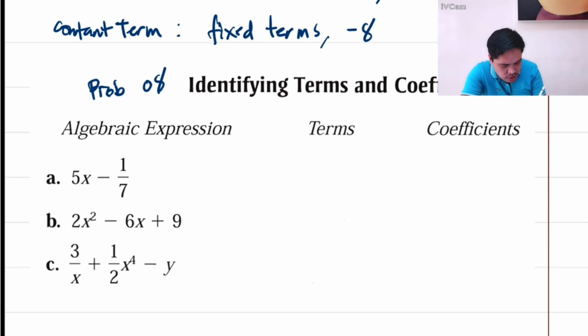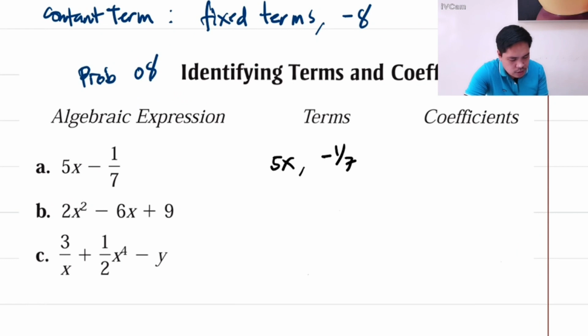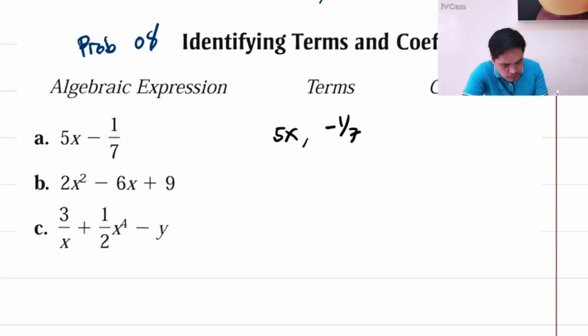For letter A, what are the terms here? So that is 5x and negative 1 over 7. Okay? Let us fix na lang na ang operation is always plus. Para kung minus siya, we'll use the negative value of the constant. So, ito siya. The terms are 5x and negative 1 over 7. Sa pangalawa, of course, this is composed of 3 terms kasi separated siya here. So, we have 2x squared, negative 6x, and 9.